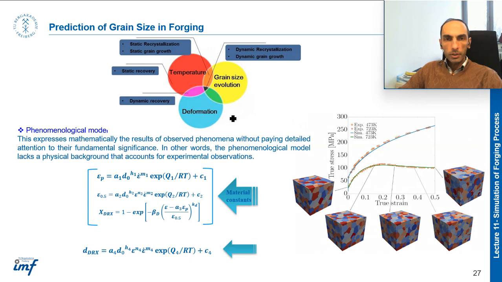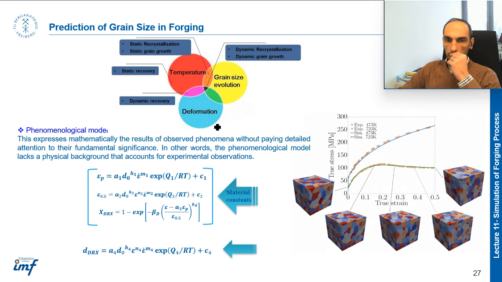Generally, you have three main parameters when you have metallurgical phenomena like dynamic recrystallization, static recrystallization, or recovery: the temperature, the grain size evolution, and the deformation. The deformation includes the strain and strain rate by itself, and then temperature. These influencing factors determine which phenomena will happen or which will not happen.